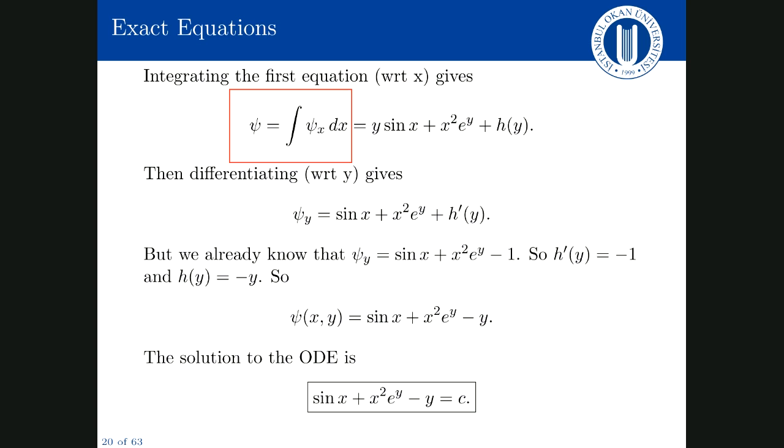because psi is the integral of the derivative of psi, which for us is y sine x plus x squared e to the power y plus, and this is important, because we're integrating with respect to x, what would normally be the constant of integration is in fact a function of integration. Because we're integrating with respect to x, the function must be a function of the other variable or variables, which in this case is y.